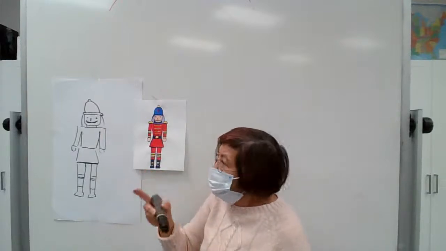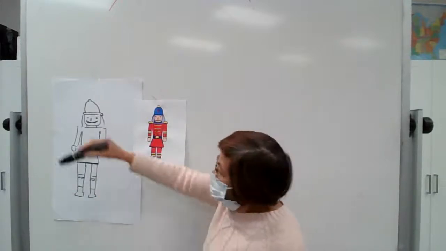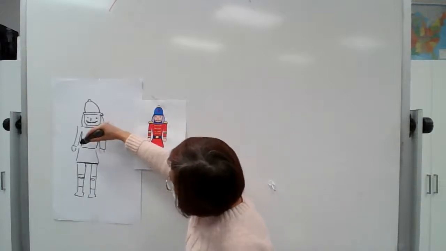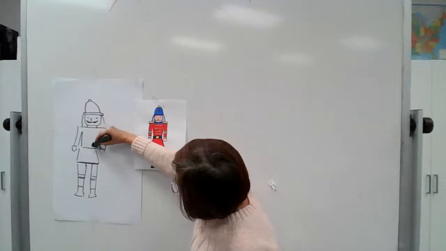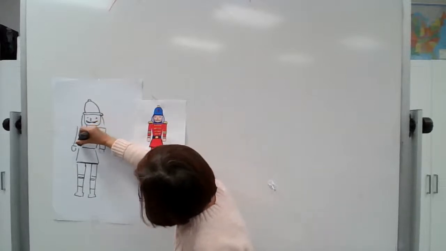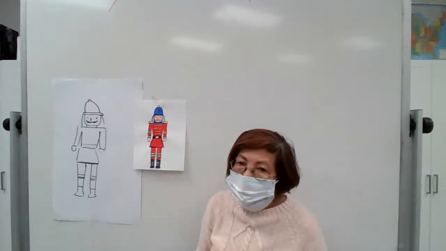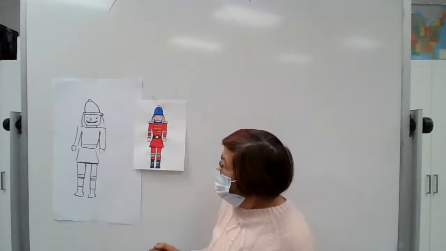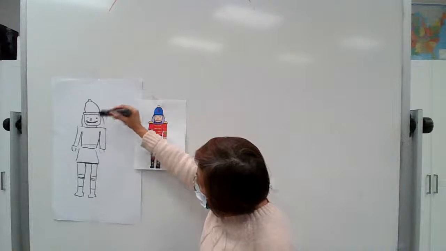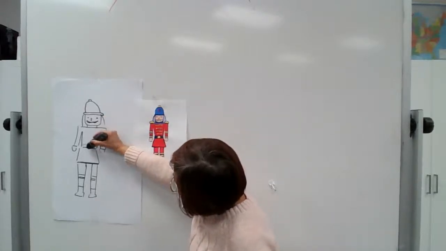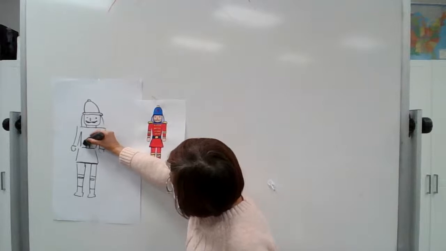So Shannon says he needs his belt, right? Oh my gosh. He needs his belt right here. And Matthew. Okay. So he has the belt. One more line like this, right? And right here. Okay.